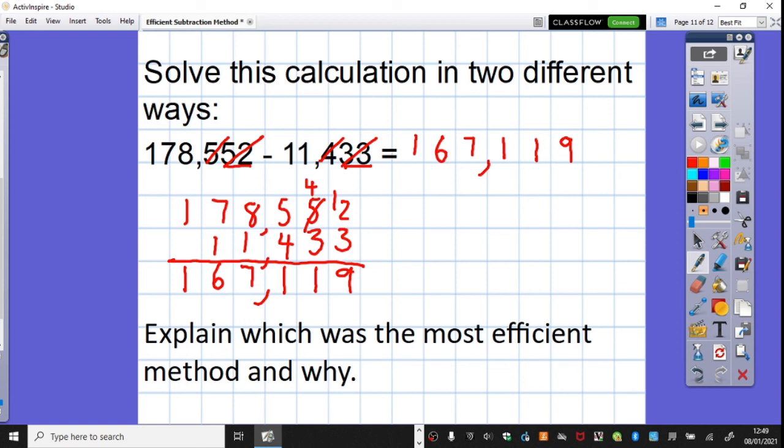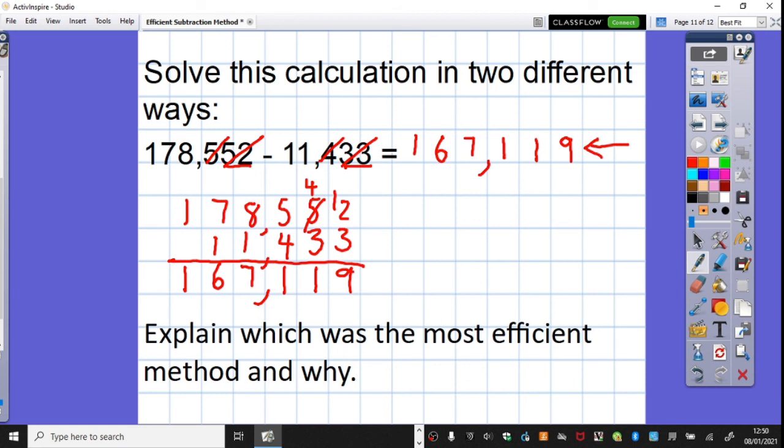Now it's saying explain which was the most efficient and why. Now I don't know about you, but that took quite a lot of thinking using that place value strategy, whereas the column method actually this time was much easier, particularly as it was bigger numbers and also because I had that exchanging. So if it asked me which was the most efficient, I would say the column method because there was some exchanging. There was room for error, I think, in my second place value example.